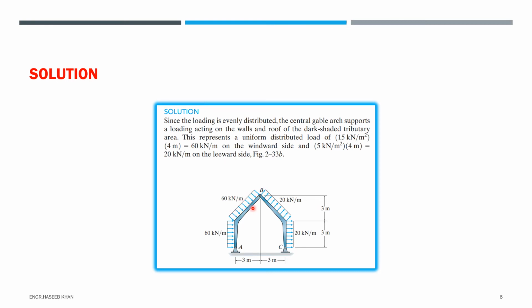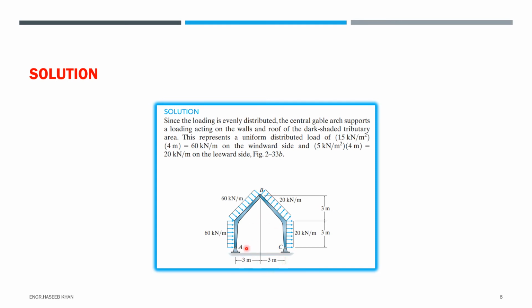and 60 kilonewton is also acting from A to B on the overall structure, and from B to C we have 5 kilonewton, that was the section pressure, and we have 4 meter, that is the width of the gable arch. So we multiplied that, and 20 kilonewton per meter is overall acting on this structure on the leeward side, and we have 60 kilonewton per meter on the windward side. Now we have to find the reactions at point A, point B and point C.